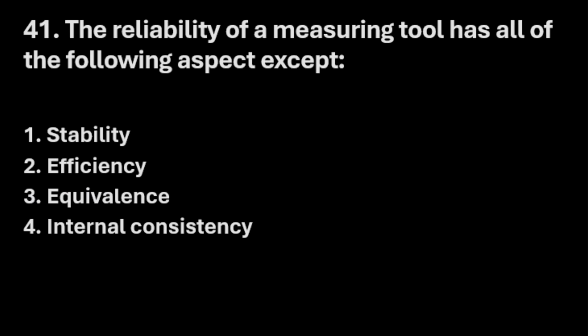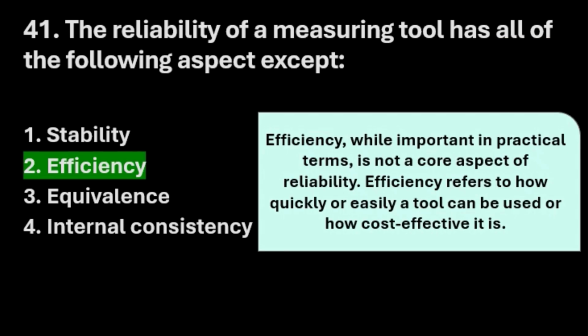Next question. The reliability of a measuring tool has all of the following aspects except: option 1, stability; option 2, efficiency; option 3, equivalence; option 4, internal consistency. The right answer is option 2, efficiency.